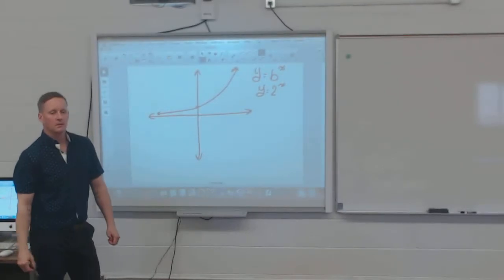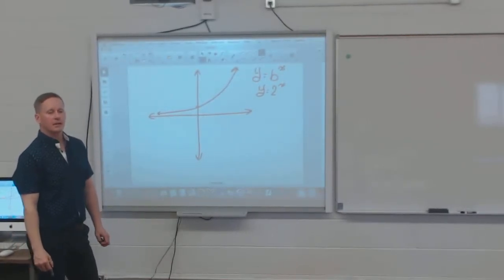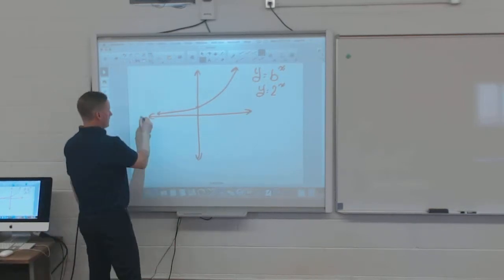What's the equation of the asymptote? X equals 2? Or why is it y equals 0? No, not undefined. What's that? Y equals 0? Yeah. Right here.